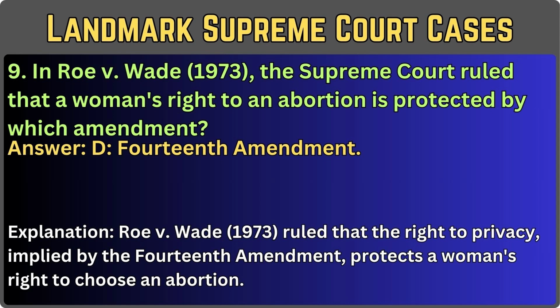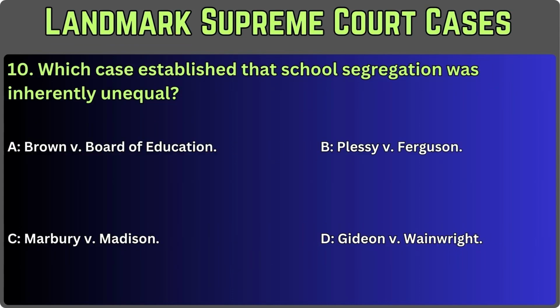Answer. D. 14th Amendment. Explanation. Roe v. Wade, 1973, ruled that the right to privacy, implied by the 14th Amendment, protects a woman's right to choose an abortion. 10. Which case established that school segregation was inherently unequal?